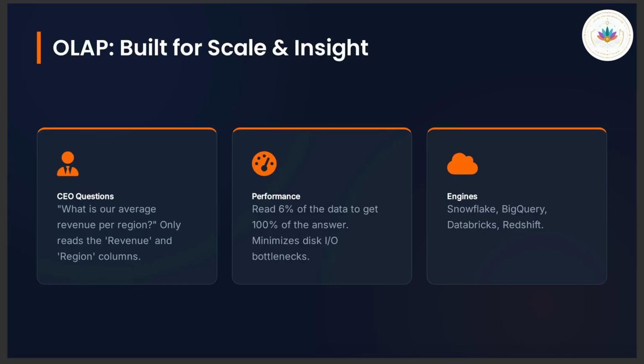But what happens when you move over to the analytical side of the house? Welcome to OLAP, Online Analytical Processing. When a data analyst, a data scientist, or a business intelligence tool runs a report, they are looking for trends. They want to know monthly sale trends, top performing products, or average revenue.